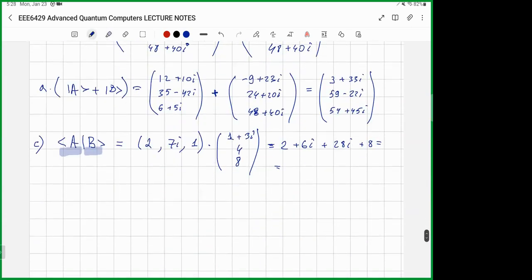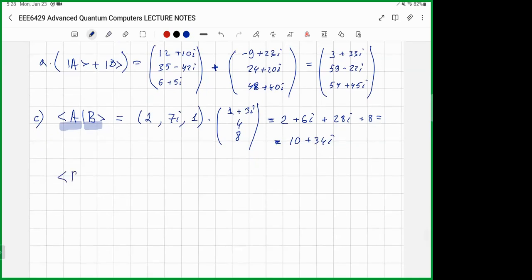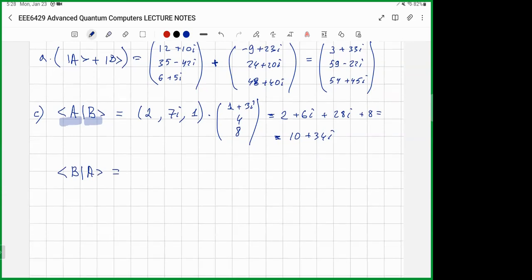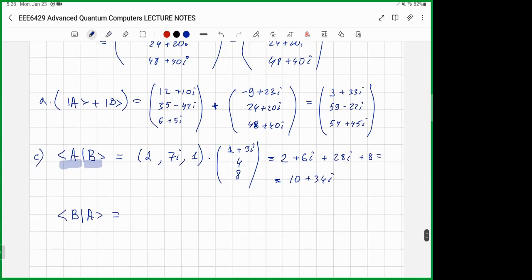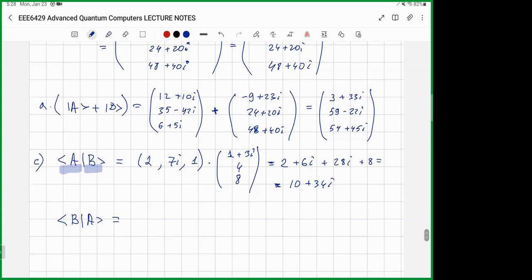Okay, yeah, so don't hesitate to ask any questions, right? Because this is very important to practice. So 2 plus 8, 10, and 28 plus 6, 34i. So this is the result. So now let's find the opposite, right? It was A by B, now it's B by A. Basically the same inner product, but the vectors changed their representation from bra to ket.